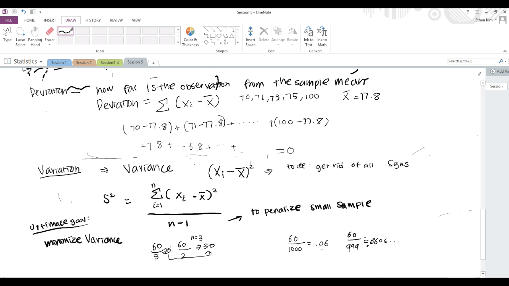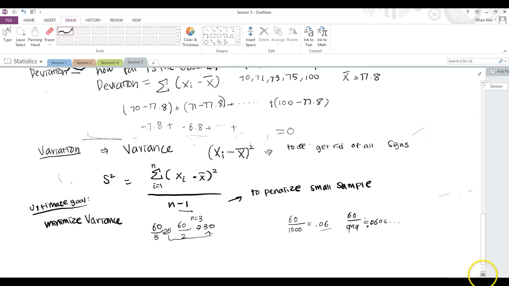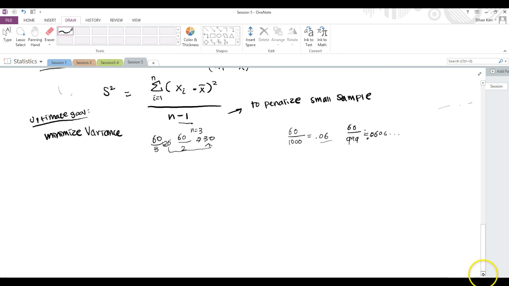So this is not going to make much of a difference if the sample is large. The n minus 1 part is there to penalize a small sample, right? In this case it makes only a bit of difference, since this is only 0.00 something. So n minus 1 is there to penalize. And to talk about why we use s squared, that's the sample variance.